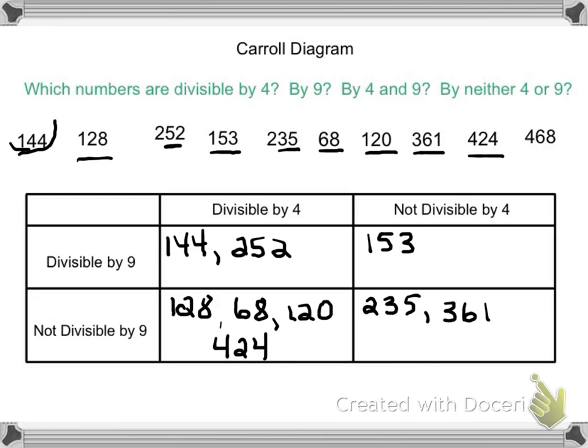And the last one is 468, which is divisible by 4 and is also divisible by 9, so we sort it by putting it in the square that's divisible by 4 and by 9.